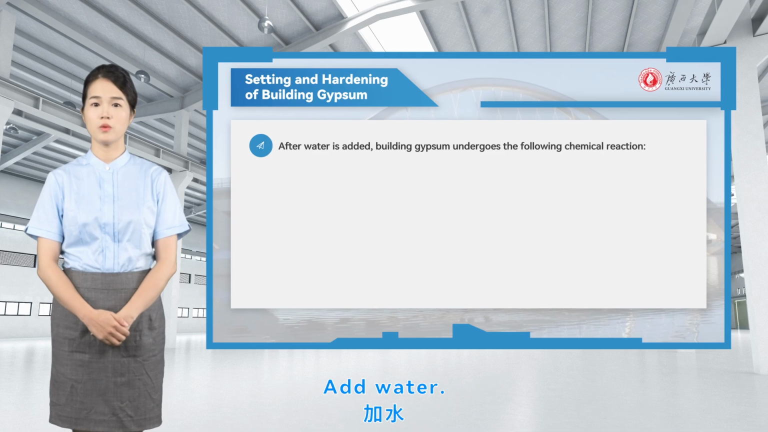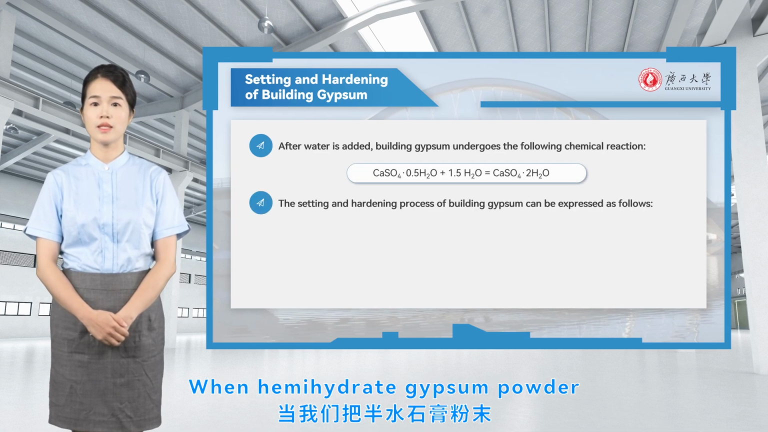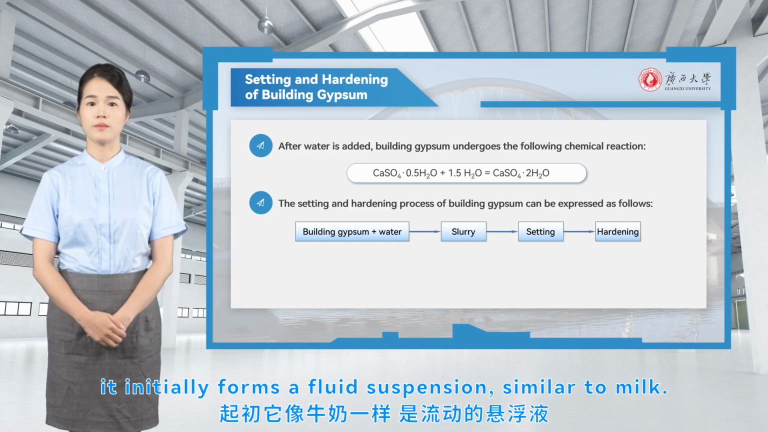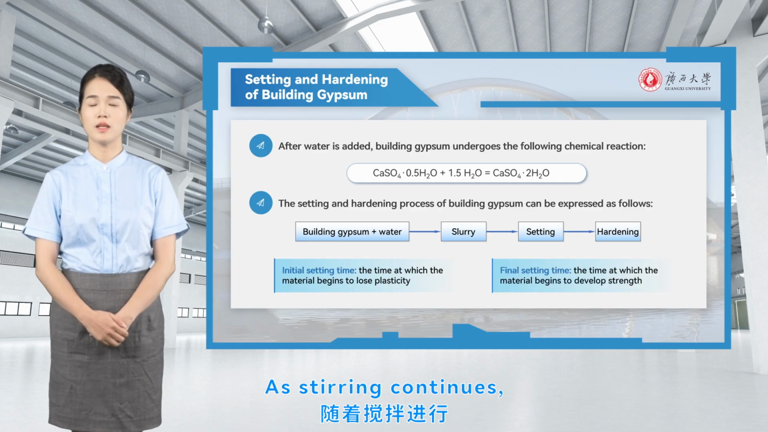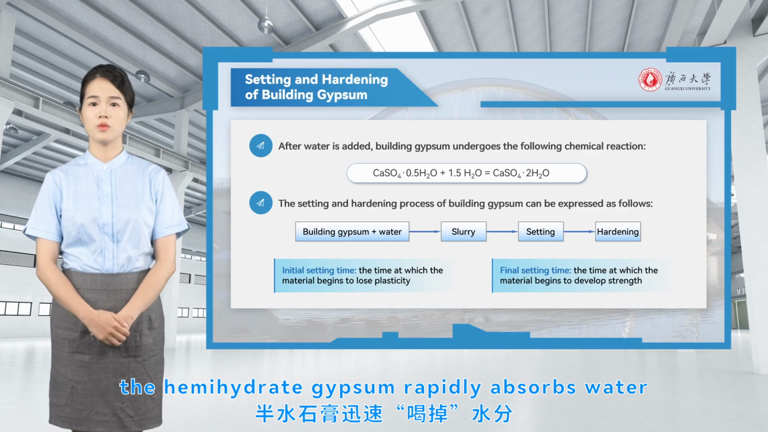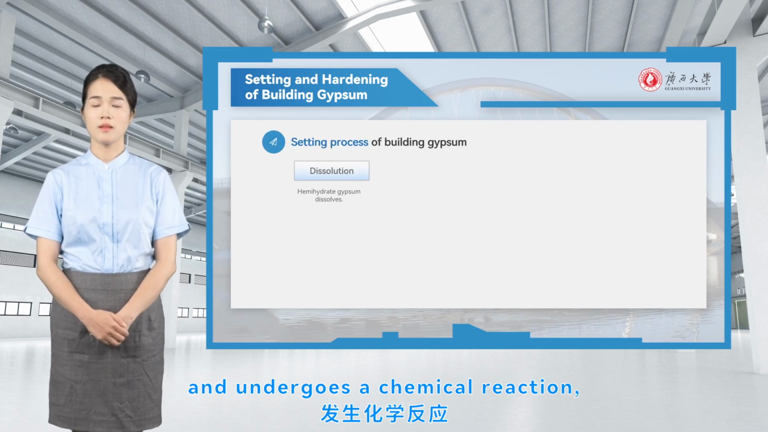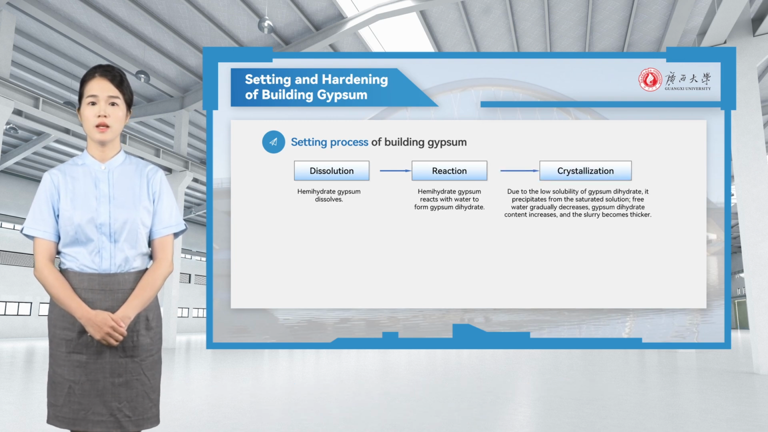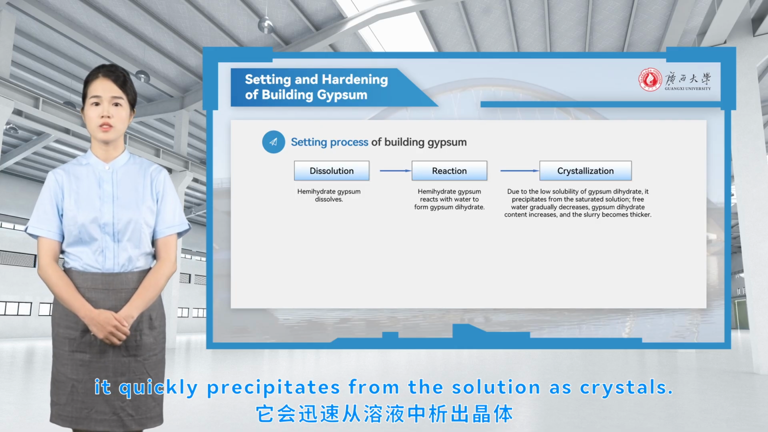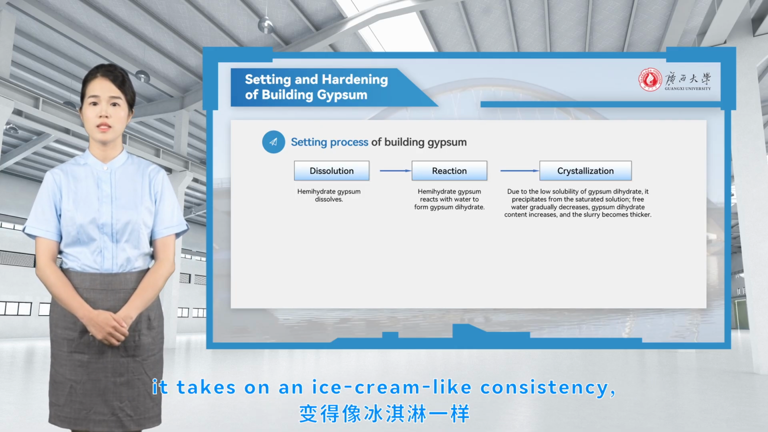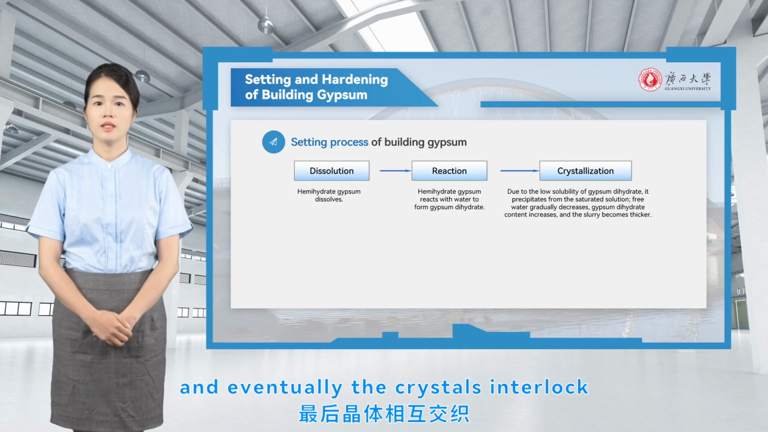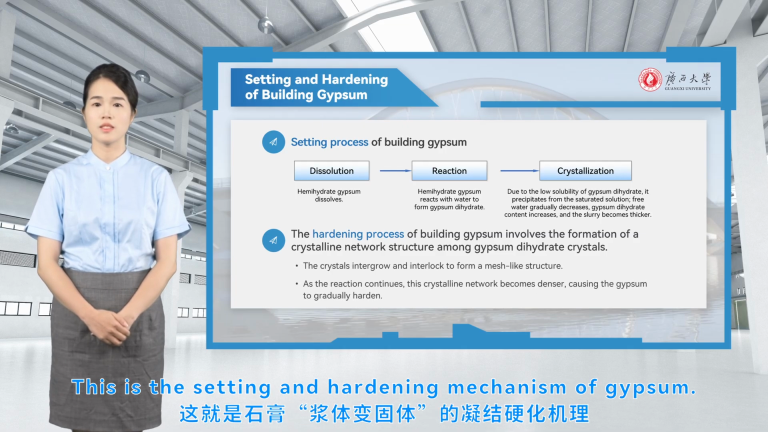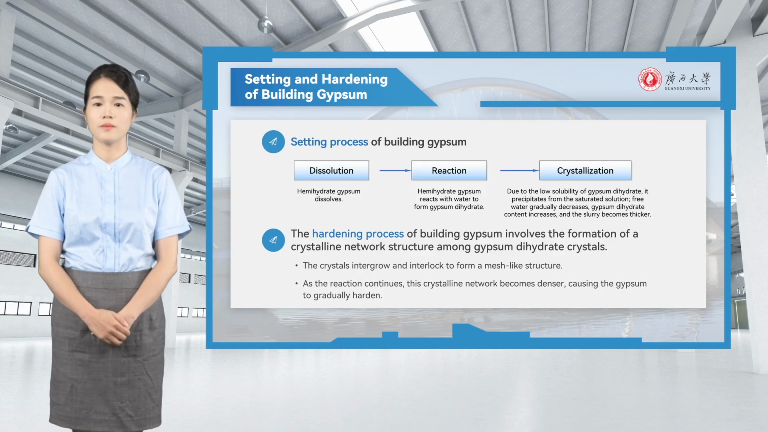The gypsum we purchase is usually in powder form. So how do we use it? Add water. This process is quite remarkable. When hemihydrate gypsum powder is mixed with water, it initially forms a fluid suspension, similar to milk. As stirring continues, the hemihydrate gypsum rapidly absorbs water and undergoes a chemical reaction, reverting to gypsum dihydrate. Since gypsum dihydrate has low solubility, it quickly precipitates from the solution as crystals. As the slurry thickens, it takes on an ice cream-like consistency, and eventually the crystals interlock to form a hardened, load-bearing solid. This is the setting and hardening mechanism of gypsum.